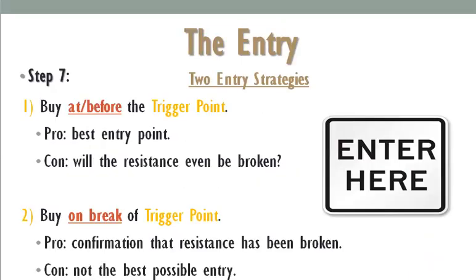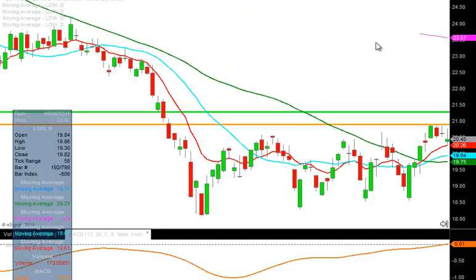Step number 7, I won't go over this in detail again, but you understand the two areas. We have the at or before the trigger point, or you can do it right on the break. The one's going to give you the better entry point, but it's riskier because the break hasn't even happened yet. The other is going to give you not as good of an entry point, but at least you know that you have confirmation that a breakout does seem to be underway. So now let's see what happens.